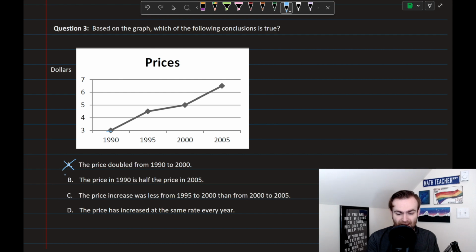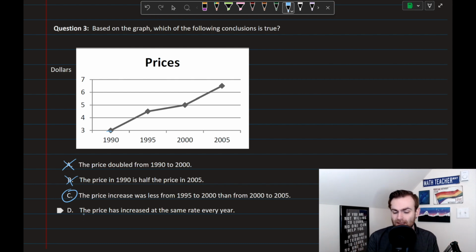That is not half. Then we have the price increase was less from 1995 to 2000 than it was from 2000 to 2005. So 1990 to 2000 was an increase of 50 cents, and from 2000 to 2005 was an increase of $1.50. So that is definitely true. We can see that in the slopes. It is a steeper slope from 2000 to 2005, so there's more increase there.